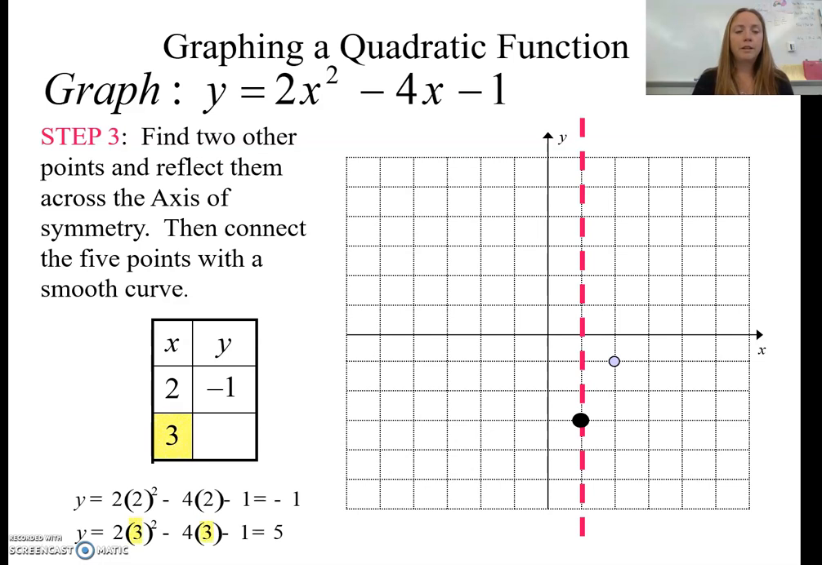And then I'm plugging 3 in now. Again, it's 9 times 2, which is 18, minus 12 minus 1. I get 5. So that's the next point, (3, 5). Then after that, I'm going to reflect both of these points over. This is over 1 this way, so I'm going to draw another point one to the left. This is over 2, so I'm going to go to the left 2 and then connect it. And that's your first drawing of a quadratic, which is our lovely parabola.